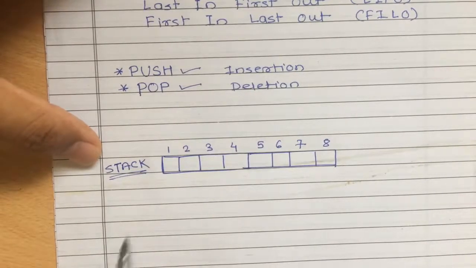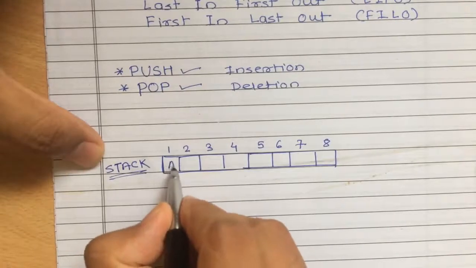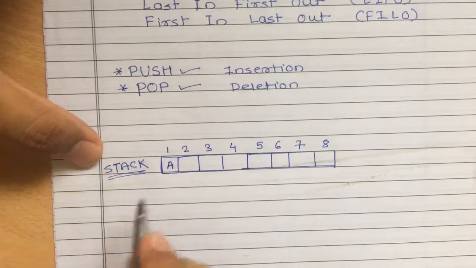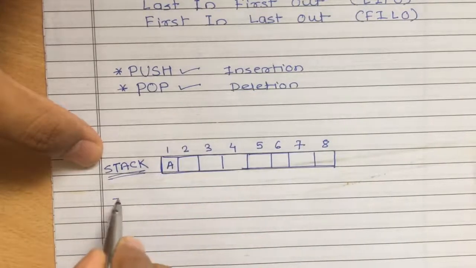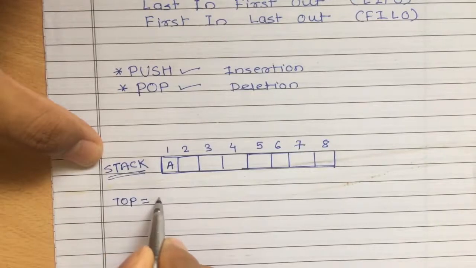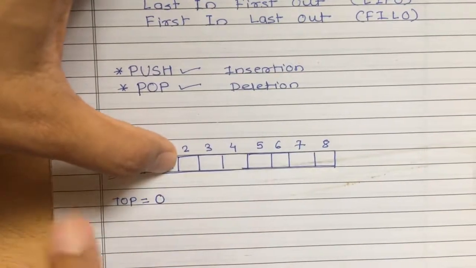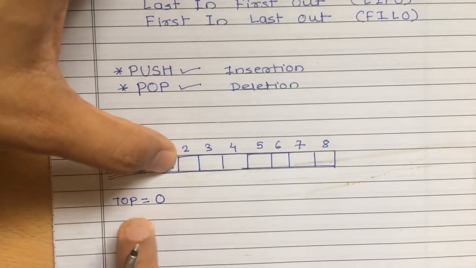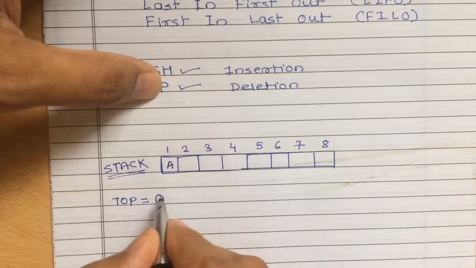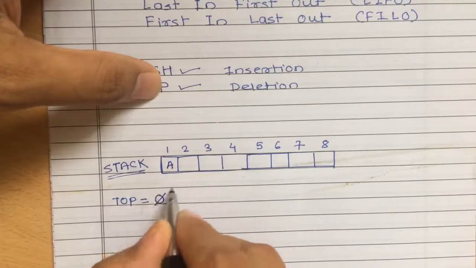Suppose now I am going to insert one element. Suppose I insert A over here. Initially no element was there, and if no element is there, then the value of top is 0. If now I have inserted one element A, then the value of top becomes 1. So top will point to this first location.